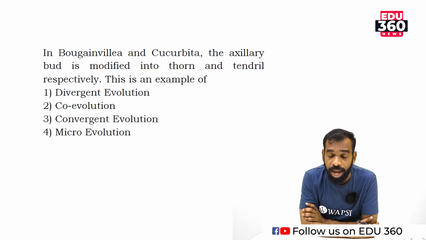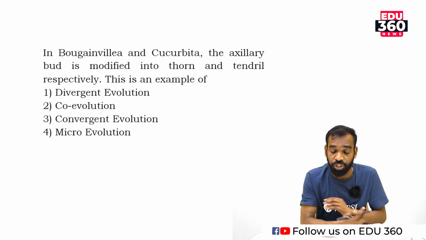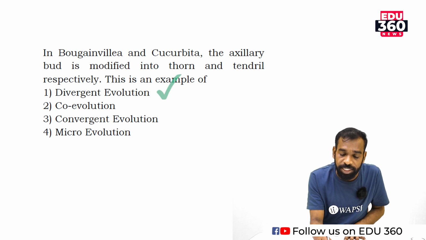In Bougainvillea and Cucurbita, the axillary bud is modified into thorn and tendril. That question came from the chapter evolution. The axillary bud is modified into thorn and tendril respectively. This is the best example of divergent evolution.